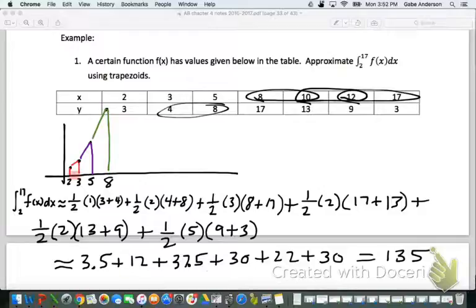Okay, so a chance to practice some of those hopefully is good. Make sure you've got that trapezoid area formula memorized, and I hope you find good success on this.